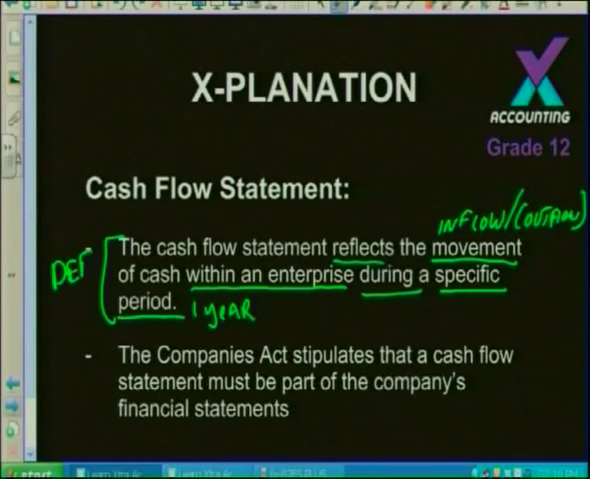Okay, so this is our definition, explaining to our shareholders money coming into the business, all our inflows of cash versus our outflows of cash, and the bank balance, or the balance that we have in our bank account at the end of a financial year.